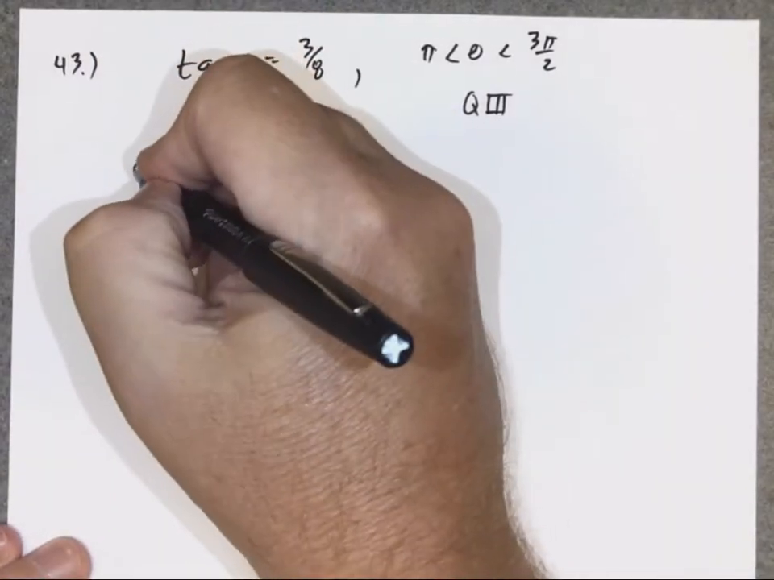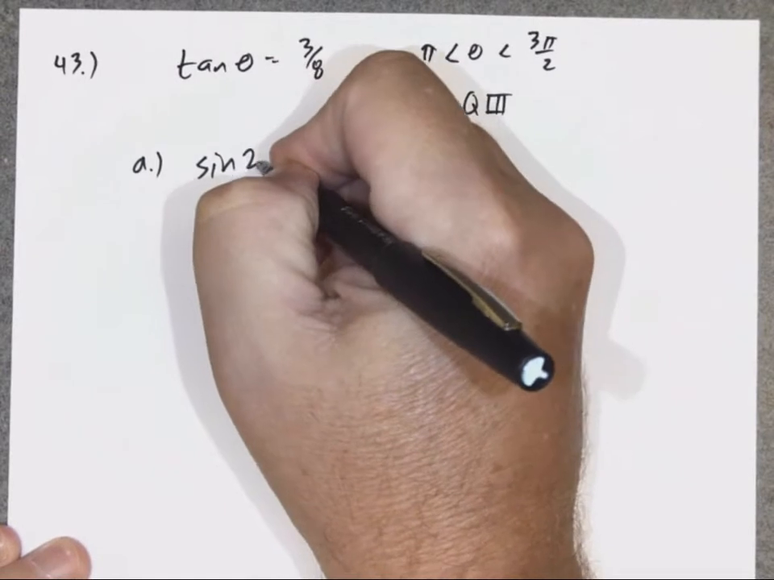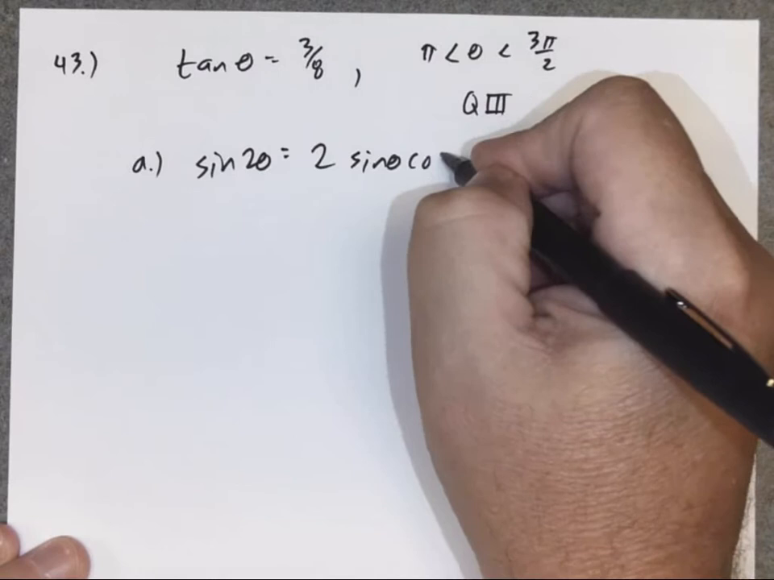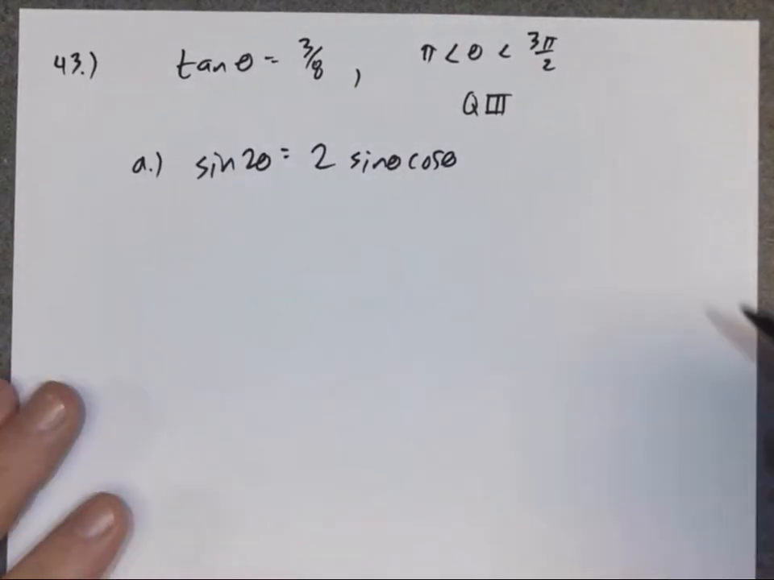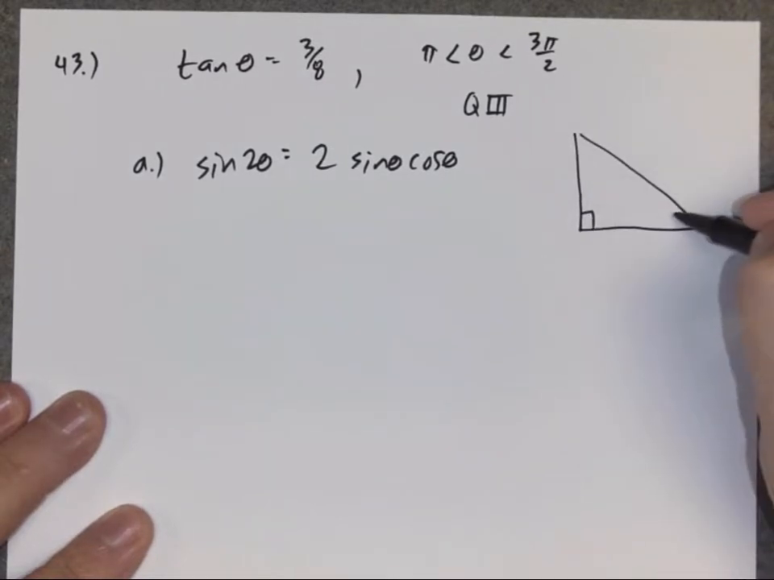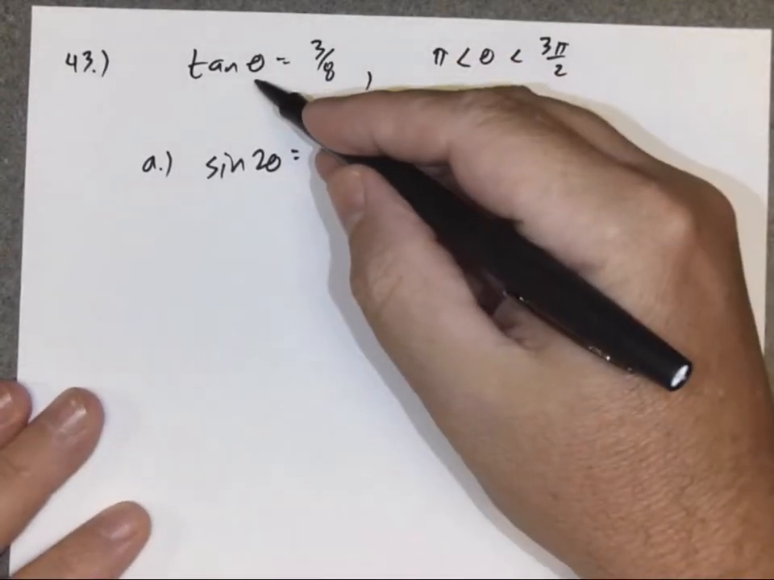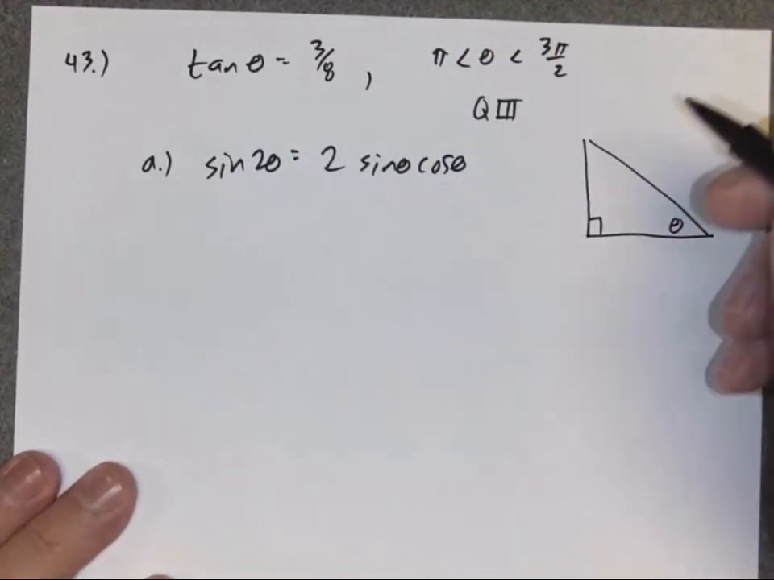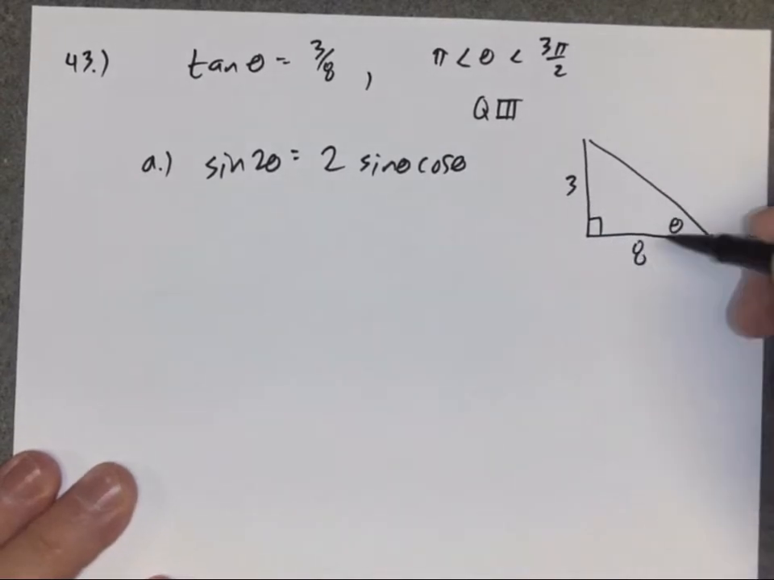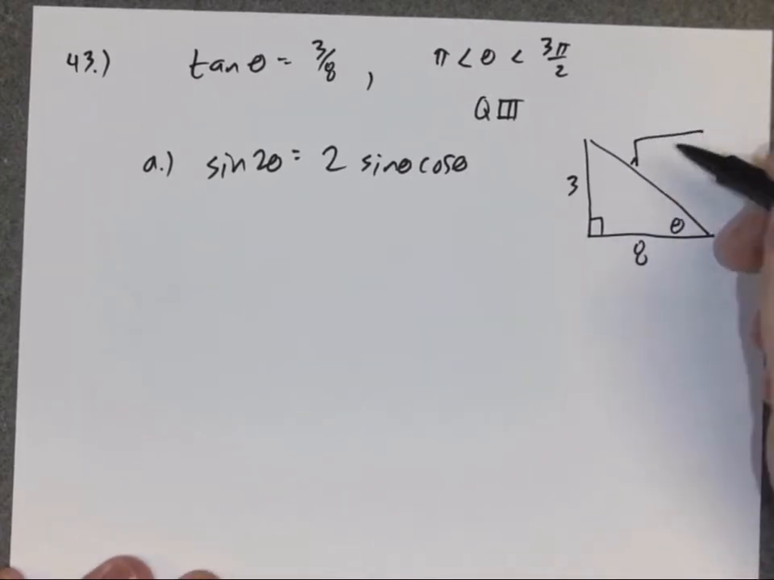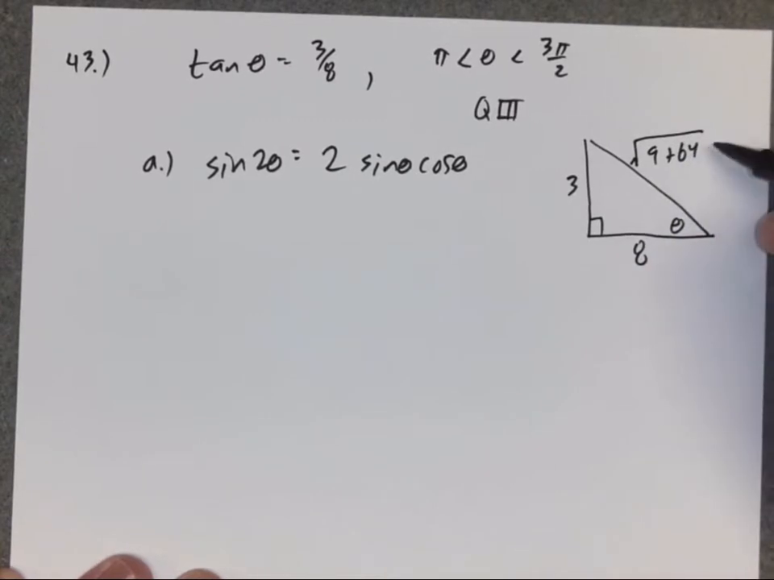So now let's do sine 2 theta, 2 sine theta cosine theta. Let's go create my right triangle. Tangent of theta equals 3 over 8. So-called TOA. Tangent is opposite over adjacent. Pythagorean formula: 3 squared is 9 plus 8 squared is 64.